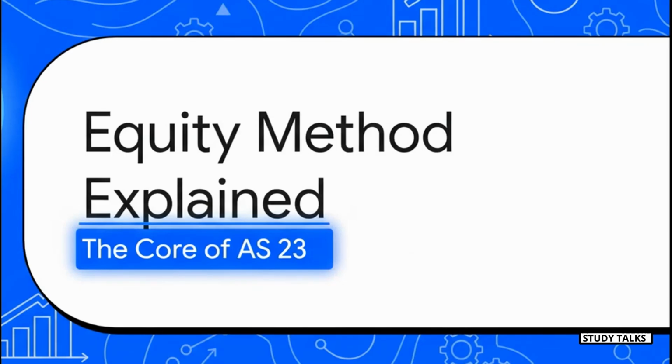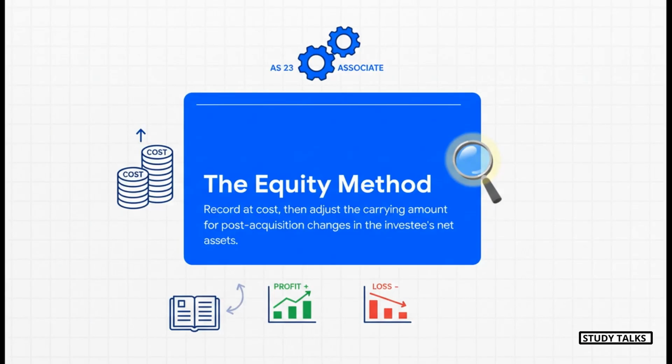Okay, so we've successfully identified our associate. We know what it is. Now for the big question. What do we actually do? How do we account for it? This brings us to the very heart of AS23. So what on earth is this equity method?